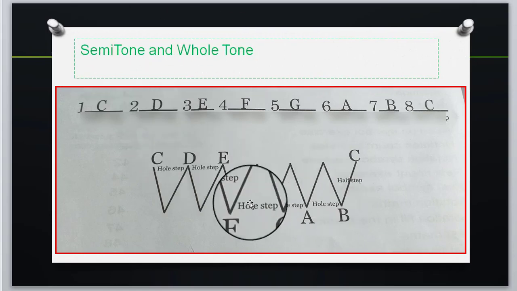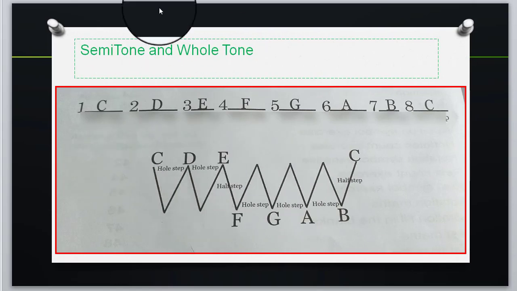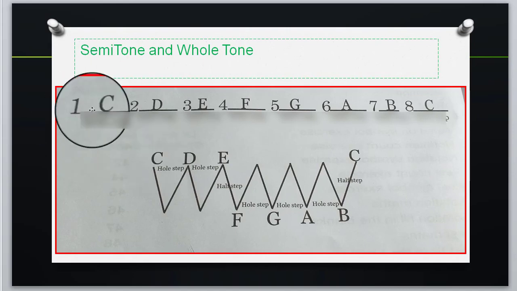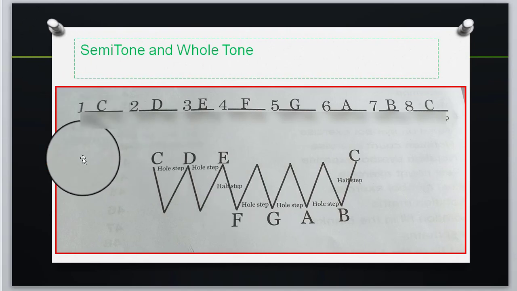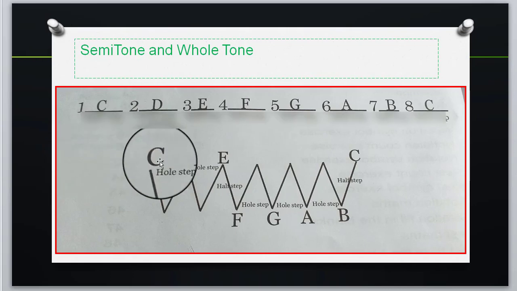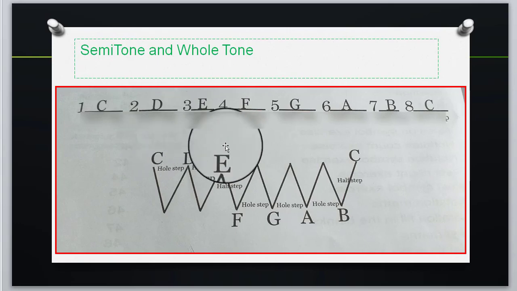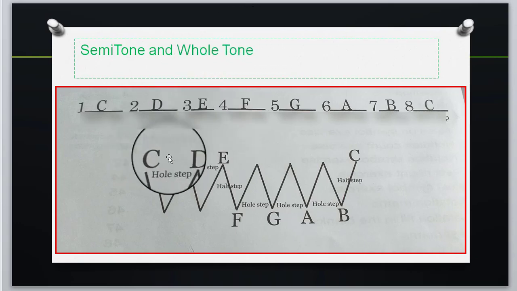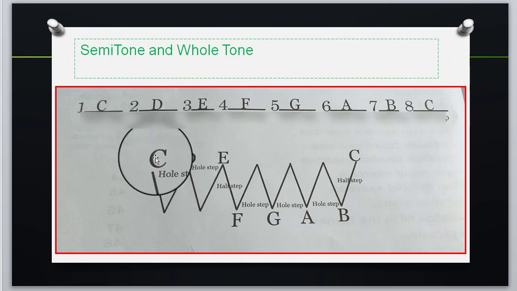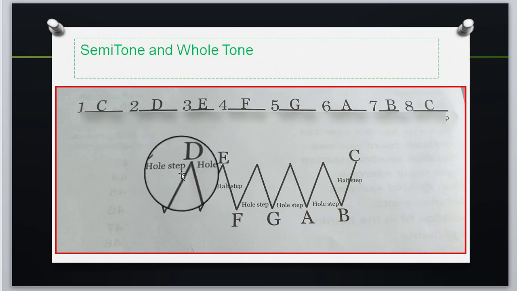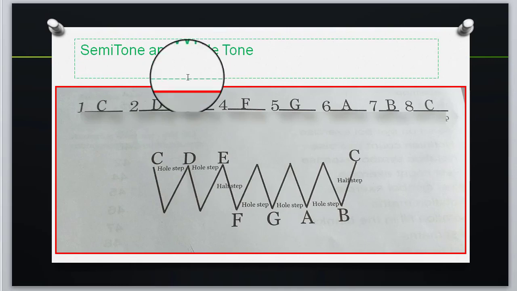So this is what we call whole tone and semitone. This is most important. In future classes, it will be more useful. This is called an interval. So when music travels from C to E, it travels two whole tones: one whole tone, two whole tones. That's how we represent semitone and whole tone.